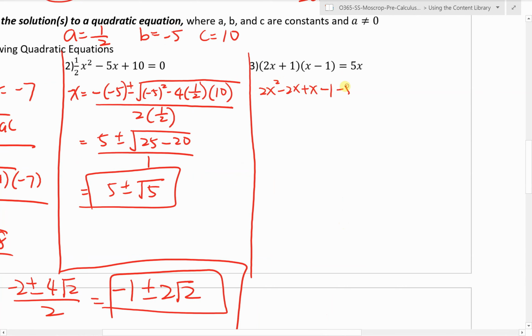I'm going to move the 5x to the left by subtracting 5x. And now you can combine like terms. You get 2x squared minus 6x minus 1 equal to 0. So then you can see a is equal to 2, b is equal to -6, and c is -1.